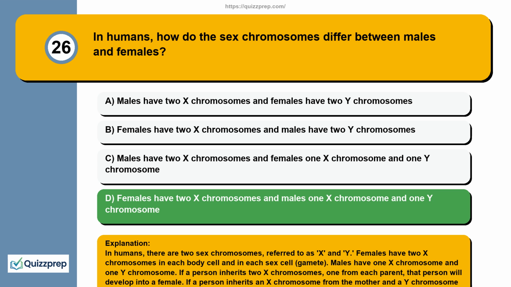In humans, there are two sex chromosomes, referred to as X and Y. Females have two X chromosomes in each body cell and in each sex cell, gamete. Males have one X chromosome and one Y chromosome.